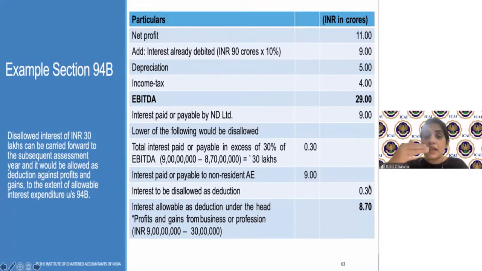So if my Indian enterprise is paying an interest of 9 crore rupees to the associated enterprise, the entire 9 crore rupees is not going to be available as deduction under PGBP. The deduction under PGBP will be limited. And what will be the deduction under PGBP? Well, the deduction under PGBP will only be this much. Interest allowed as deduction under PGBP will be actually restricted.